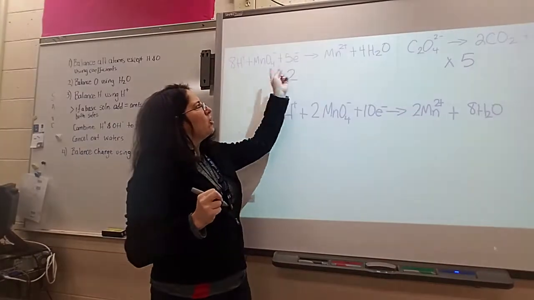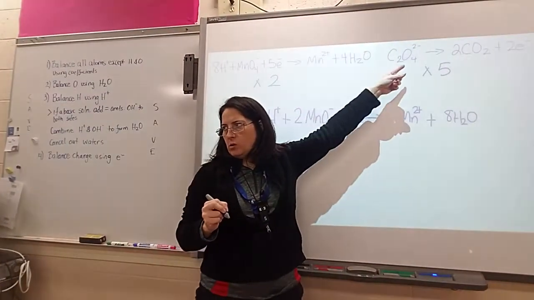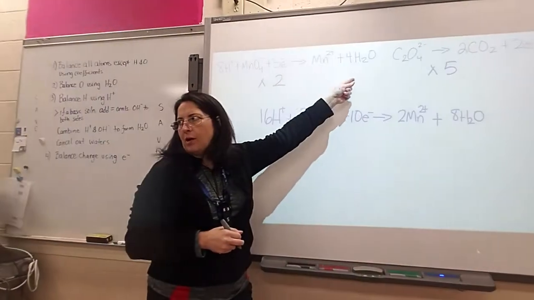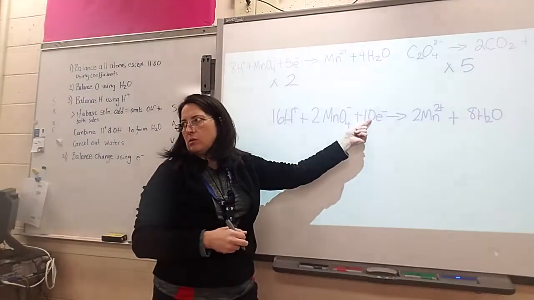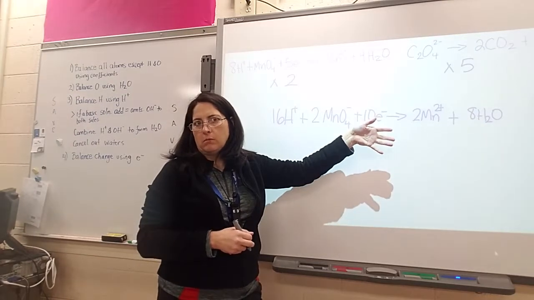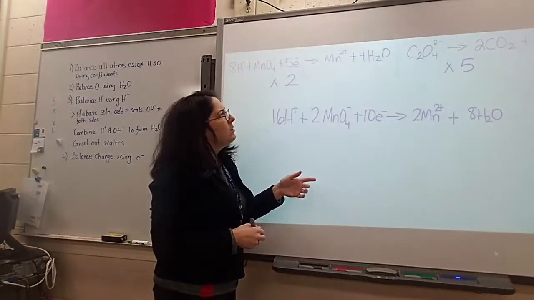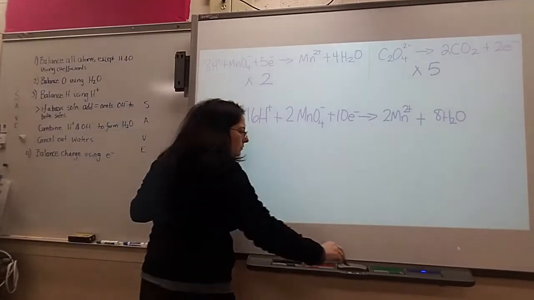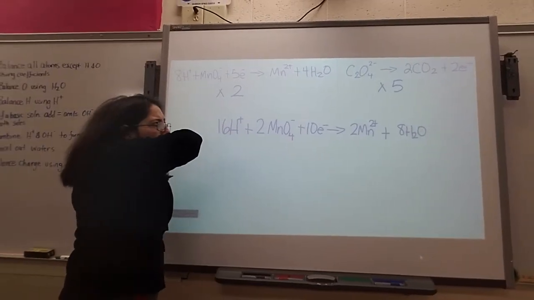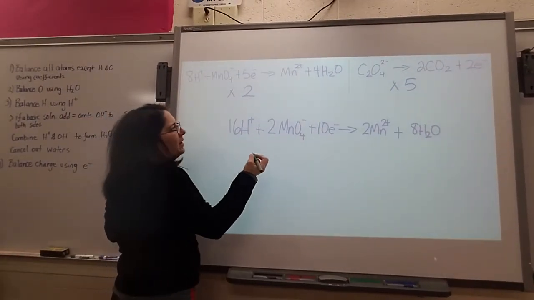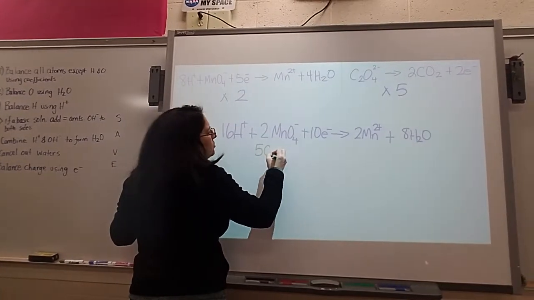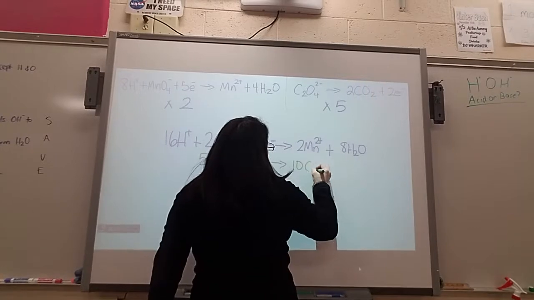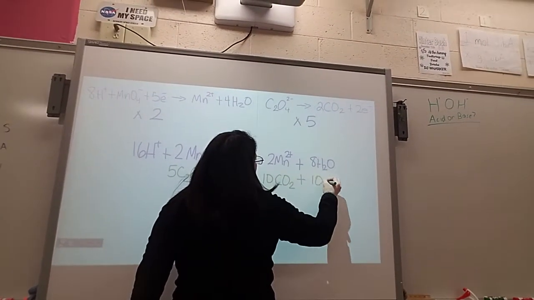I need to get the charges equal in both of these reactions. Over here I have 2 electrons, over here I have 5. So for this reaction I needed to multiply everything by 2 to get it up to 10 electrons. But if I do it to the electron, I've got to do it to everything. Then over here, I'm going to multiply everything by 5. So I'm going to have 5 C2O4 2 minus. That's going to yield 10 CO2, and it's going to yield 10 electrons.